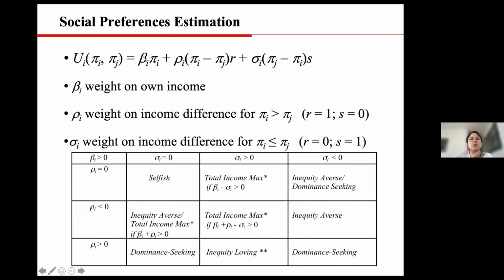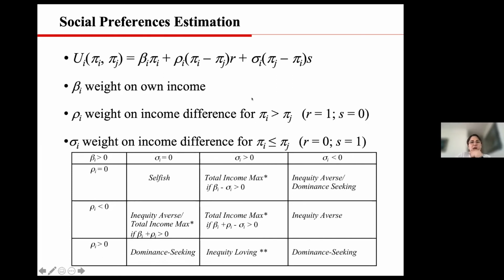Here is the weight on your own income. Rho here is the weight on the income difference. So the difference in income between you and the other person when you are here is positive, so pi i is greater than pi j. And then there's another parameter, sigma, if j is actually making more money than you. So they were looking at advantageous inequality versus disadvantageous inequality.